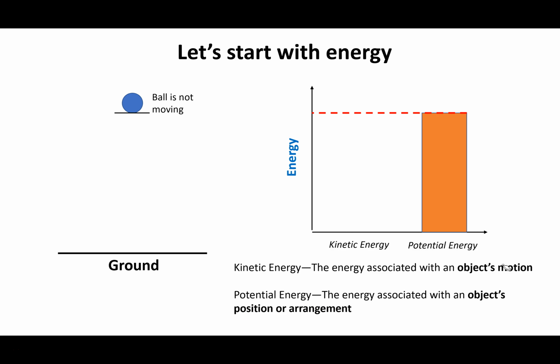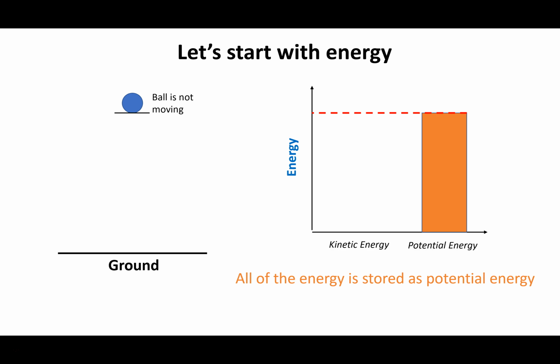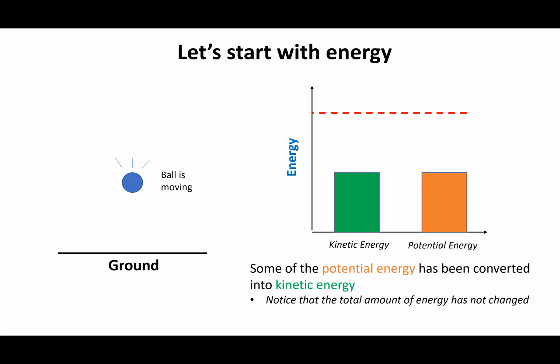Okay, now, as far as this ball goes, we can see that all of its energy is stored as potential energy. All right, fine. So what happens if we remove that little platform directly underneath the ball? The ball falls down, it starts to move, and so you can see that the potential energy went down.